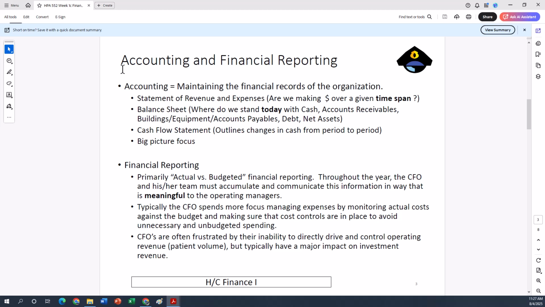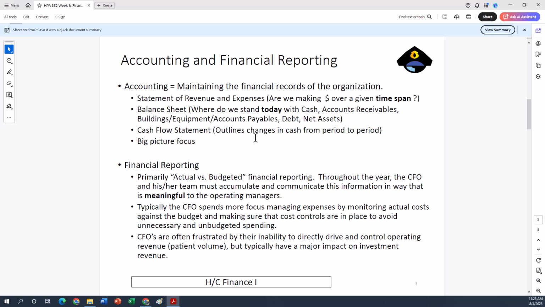The balance sheet: where do we stand today? Our assets, accounts receivable, what do we own, what do we owe people? Cash flow outlines just changes in cash from period to period. Really important statement. Big picture focus. If these terms aren't immediately recognizable to you, please review the supplemental video, because it's crucial that you understand this to fully appreciate where we're going with the rest of the semester here.